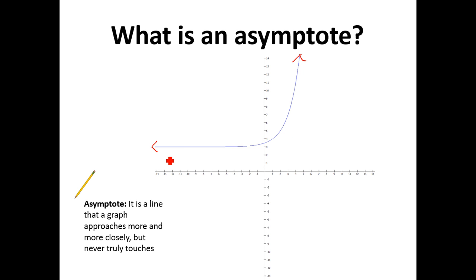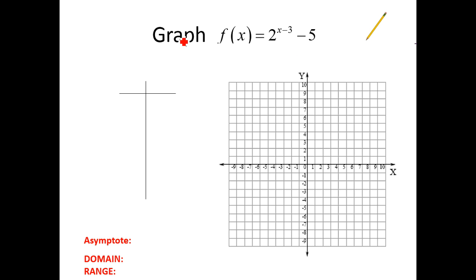So the asymptote of this graph that you see here is that it is getting closer and closer and closer to 3, but it is not going to touch 3. So the asymptote would be y equals 3 in this case. Okay, so let's graph another one, knowing that we know what an asymptote is. Okay, let's look at this one.